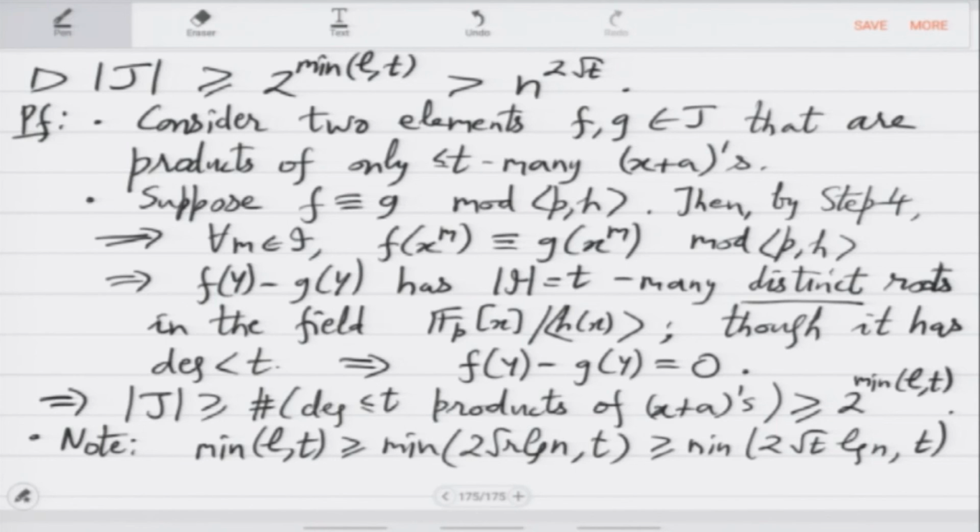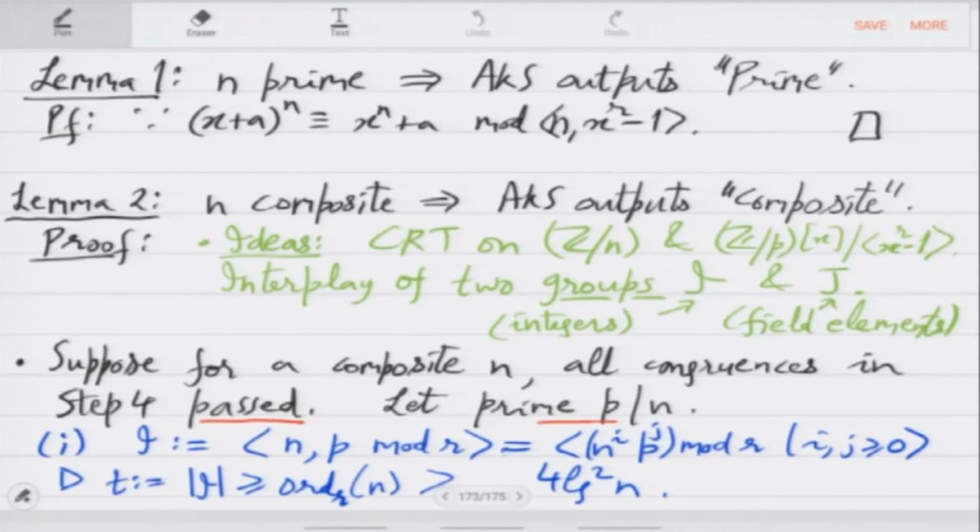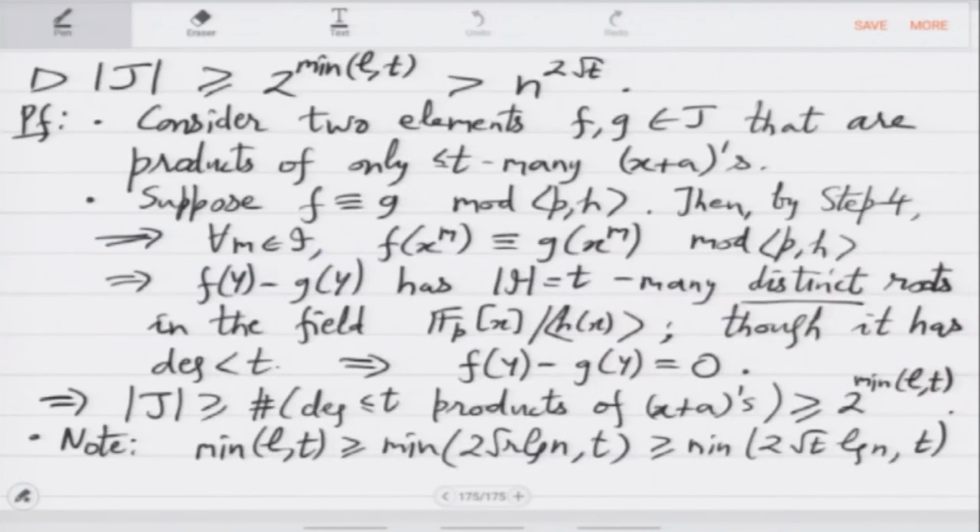Well, we have taken T to be more than 4 log square n, didn't we? Yes, T is at least 4 log square n. So, in that range, min will be the first function. So, you get 2 square root T log n, that is the min, which gives you the second inequality. So, you get that J is at least n raised to 2 square root T.